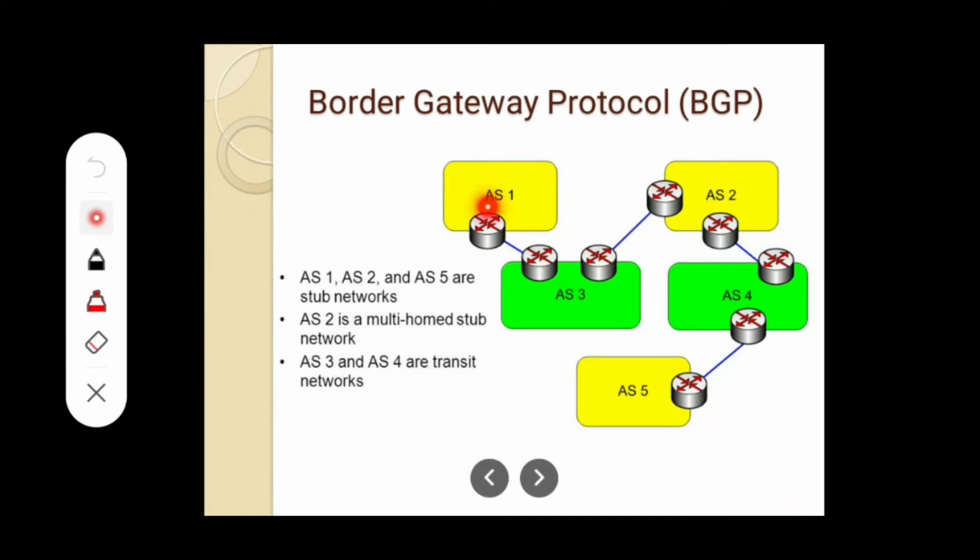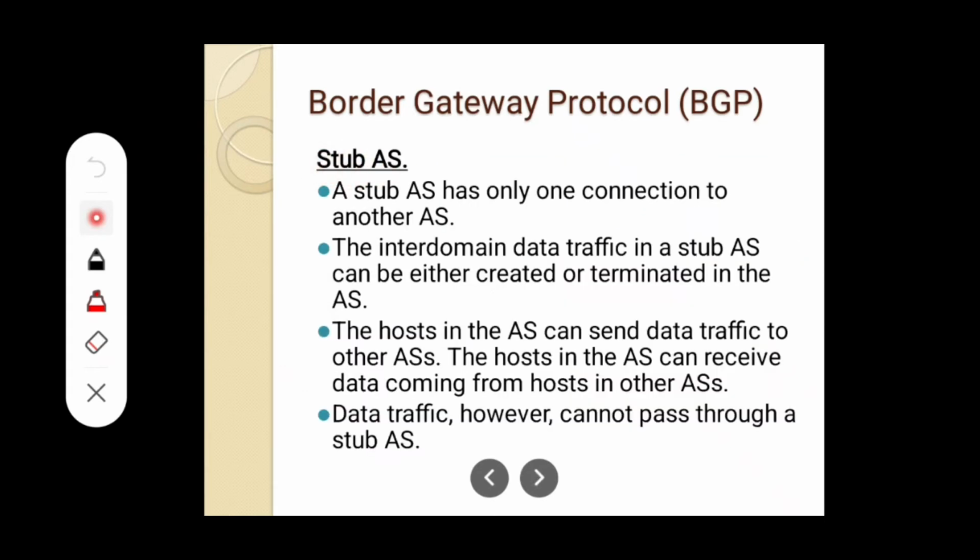This autonomous system has only a single connection, and this one also has a single connection. But look here, this autonomous system has two connections, to this and to this. This one also has two connections. So AS3 and AS4 are not stub autonomous systems. A stub autonomous system has only one connection to another autonomous system. Let us see the details.